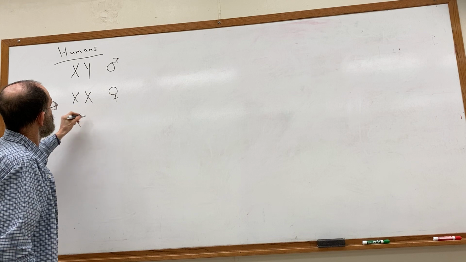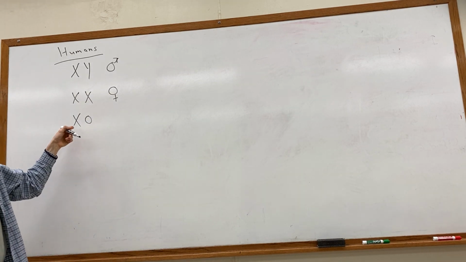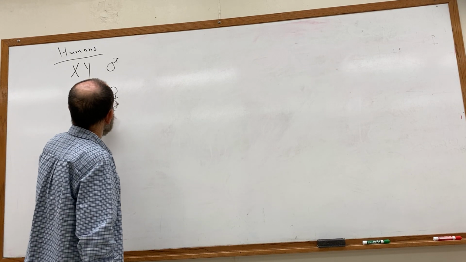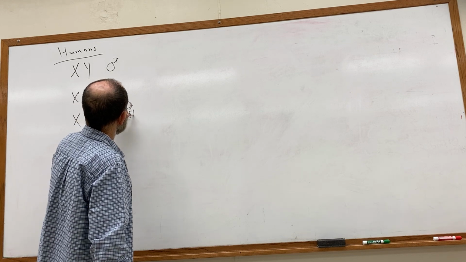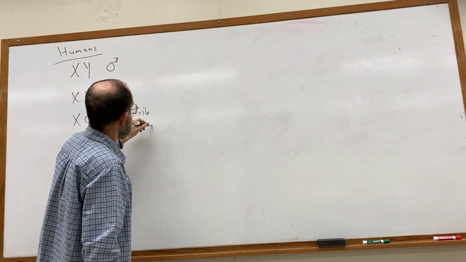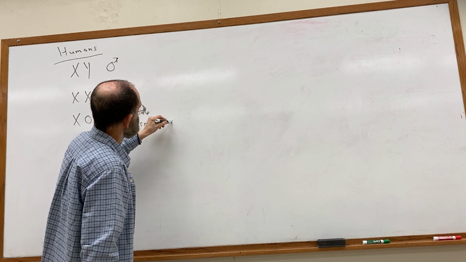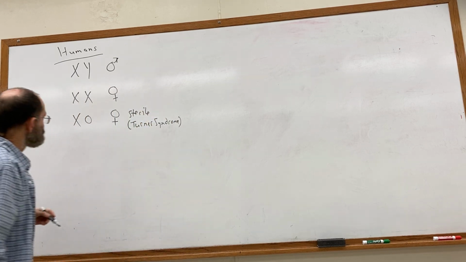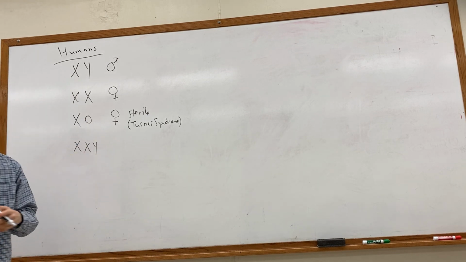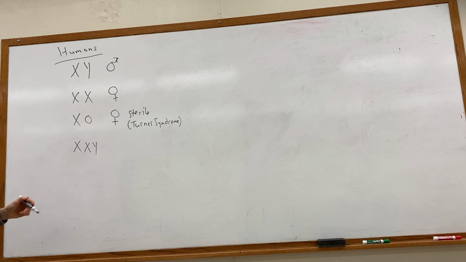What about XO? So this is an individual that has one X chromosome and no second sex chromosome. Female, but sterile. So this is Turner syndrome. What about XXY? Male. Okay.